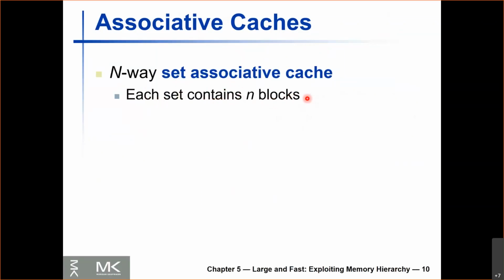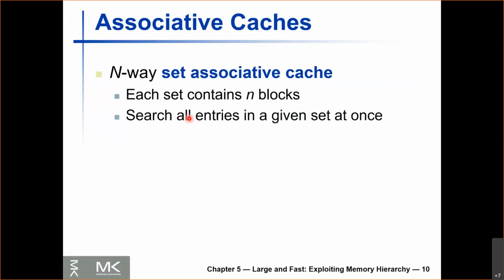Now, what does this mean for reading the cache? If each set in the cache has n blocks, this complicates reading the cache a little bit, because now if I want to read the cache and I have a particular index and I look up the blocks at that index, I have multiple blocks. I don't just have one block. So what that means is I need to search all the entries in a particular set at once, to check, because any of them could be a hit, and also none of them could be a hit. So this is one thing to consider when we are designing an n-way set associative cache.